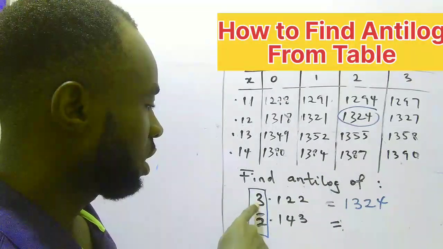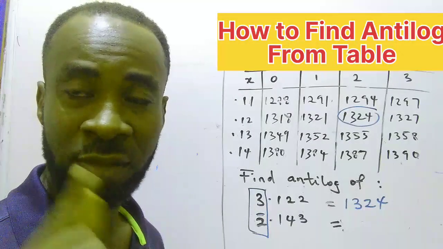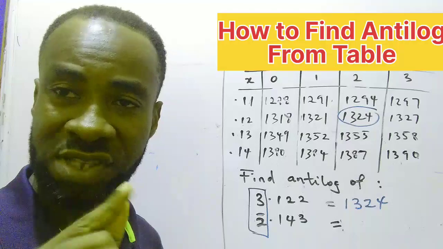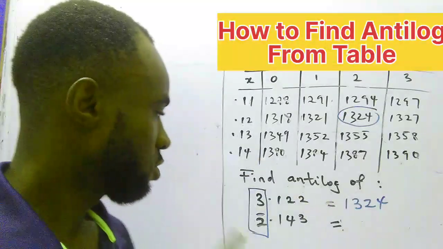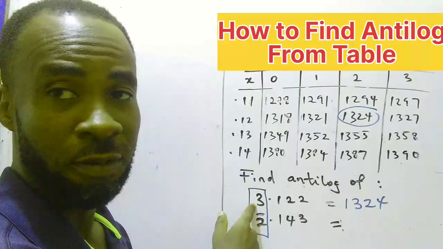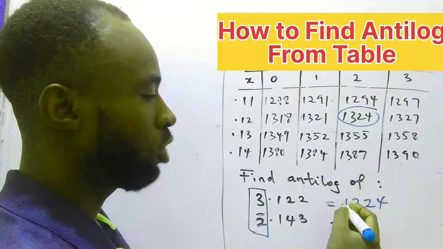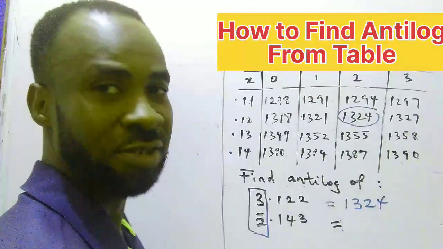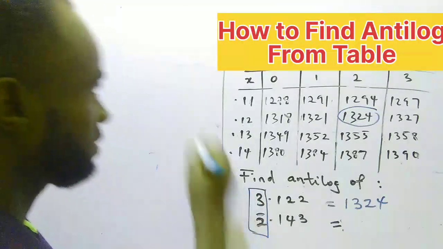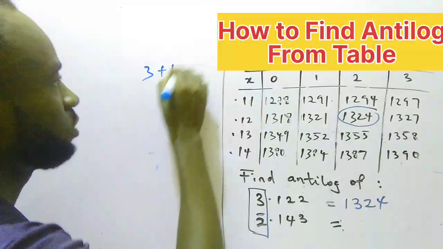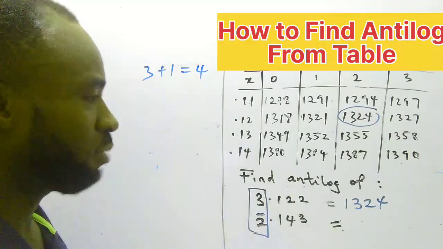So let's go. The characteristic here is 3. The rule is that you always add 1 to the characteristic before you count. So if I add 1 to this 3, it becomes 4. So I'm going to move the point to the right 4 places. Let me demonstrate it again. The characteristic is 3. Add 1 to 3, that gives us 4. So we are going to move 4 places.